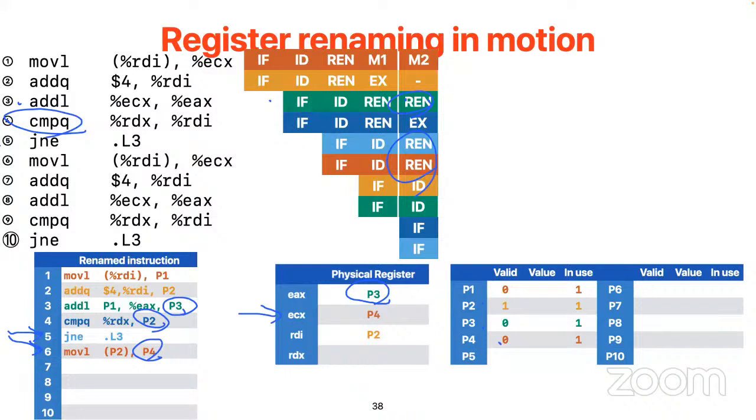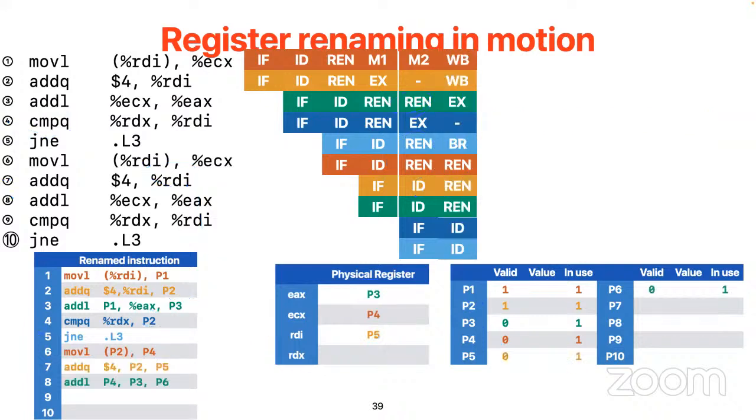In the next cycle, we are expecting to decode 7 and 8. Instruction 7 references RDI, and RDI is in P2, which is already ready. But in the meantime, you also know that instruction 7 would generate another value to update RDI. So what would happen in the next cycle is that RDI would be updated to P5.